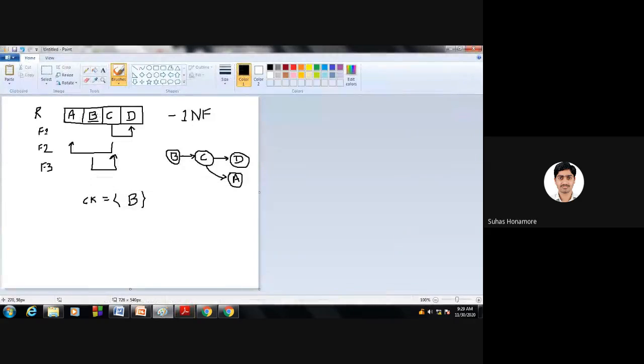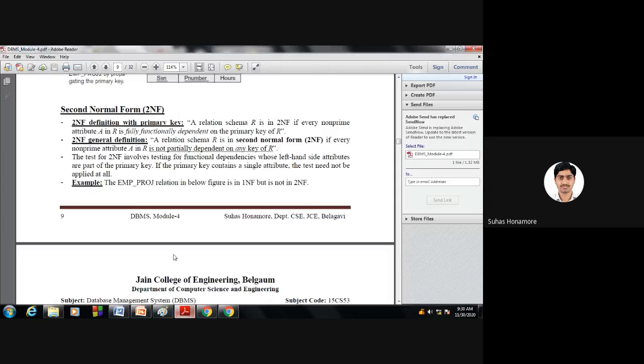From B to C there is a dependency. C to D is there, meaning B to D I can get, so it is fully functionally dependent. Then B to A: because B to C we have and C to A we have, B to A I can derive if I apply inference rules. So it is in 2NF also. It is in 1NF, then it is in 2NF also. Then we'll see the 3NF definition, whether it is in 3NF or not.